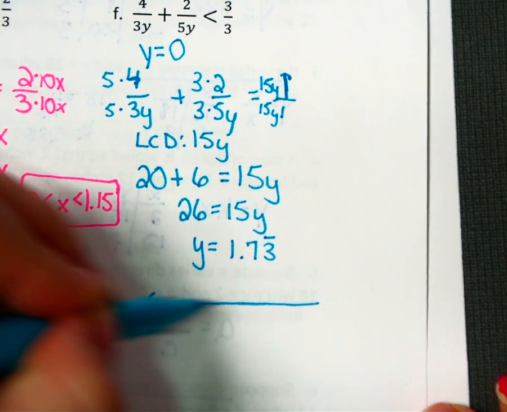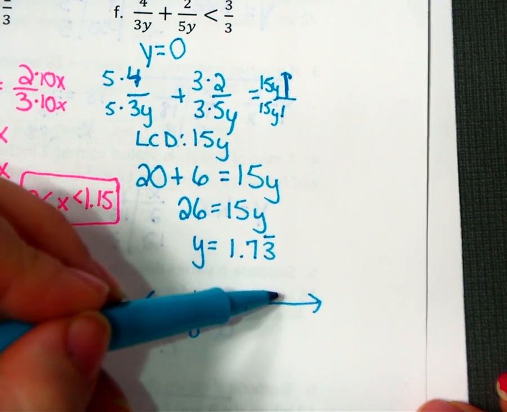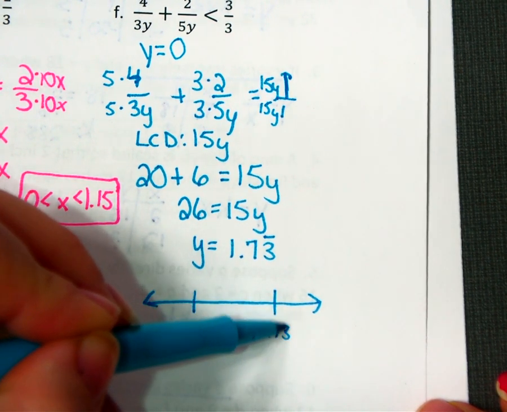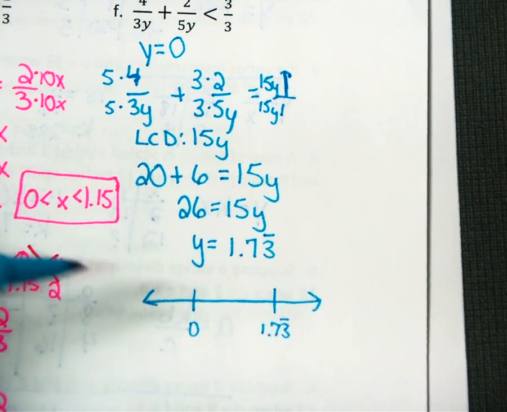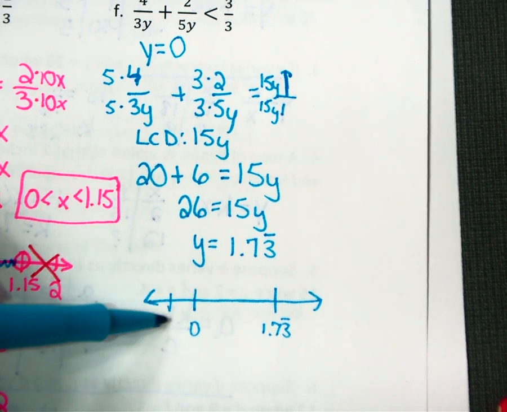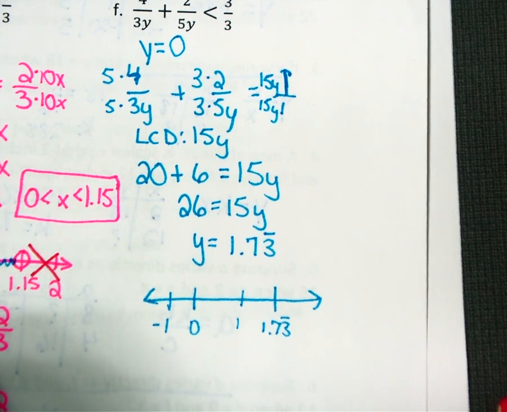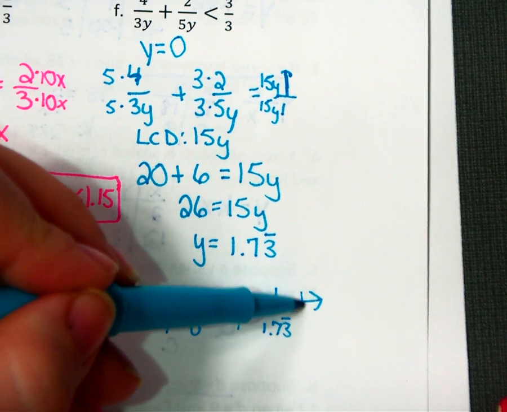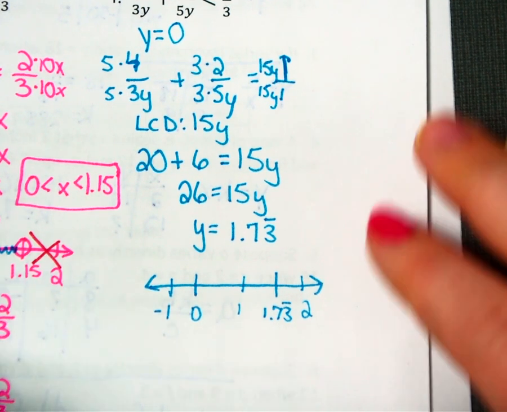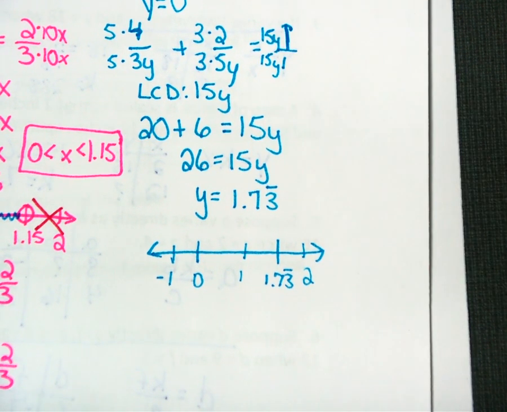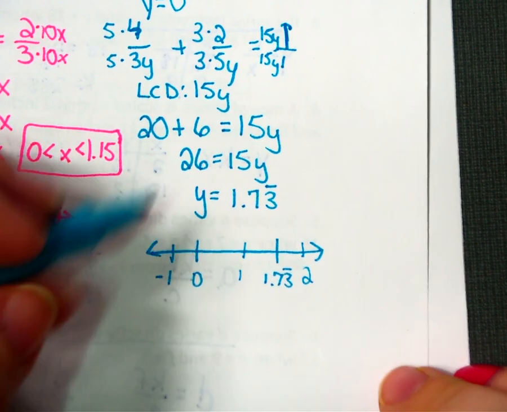So I can set up my number line. 0 is an important point. 1.73 repeating is an important point. So I need to pick a number in all 3 sections that this separates it into. So once again, -1 is below 0. 1 happens between 1.73 and 0. And 2 happens above it. So we're going to plug those values into the original inequality and see which one works.